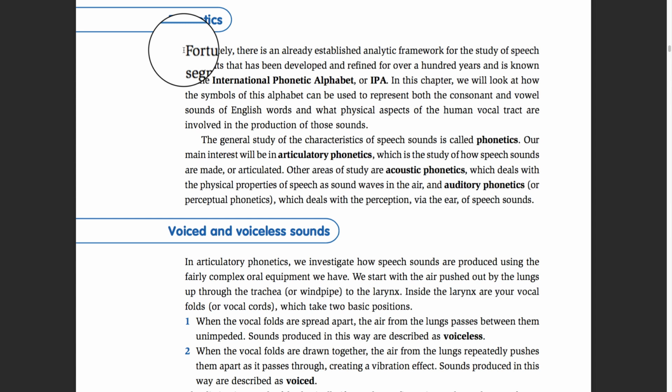Other areas of study are acoustic phonetics, which deals with the physical properties of speech as sound waves in the air, and auditory phonetics, or sometimes perceptual phonetics, which deals with the perception via the ear of the sounds of speech.